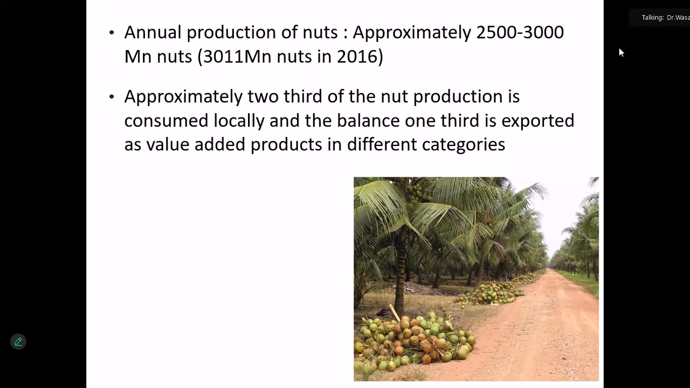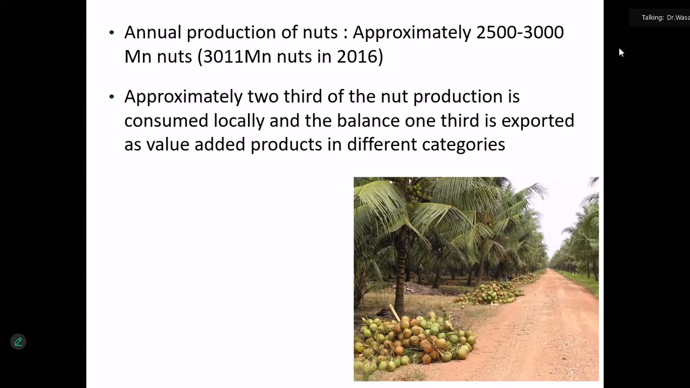Number 1, coconut milk, number 2, coconut oil. We consume coconut in two ways in Sri Lanka: coconut milk, pol kiri, in preparing curries, and coconut oil, pol tel, for frying.